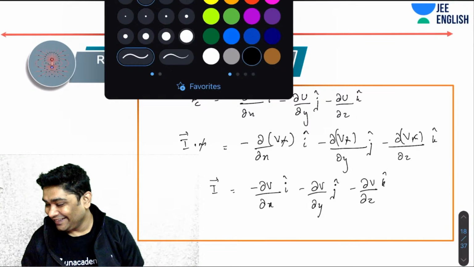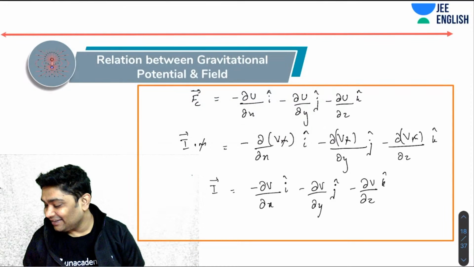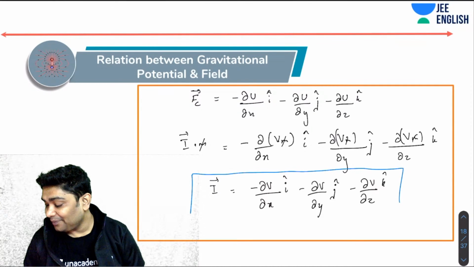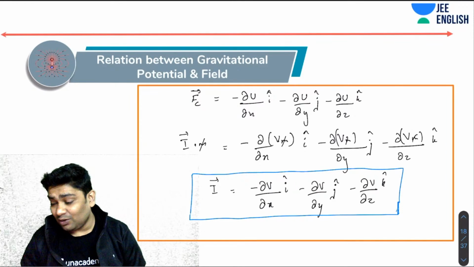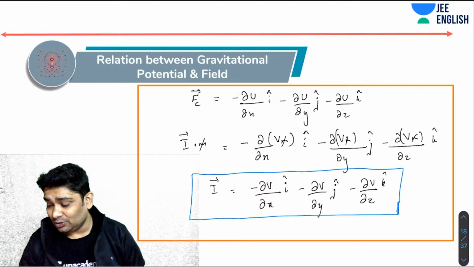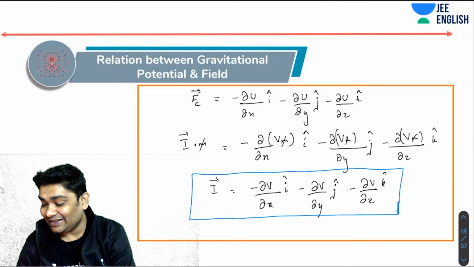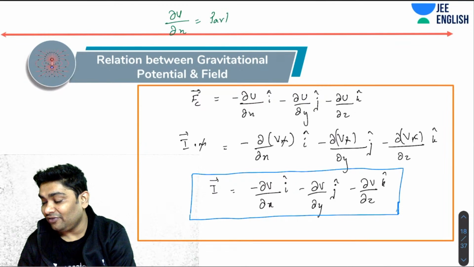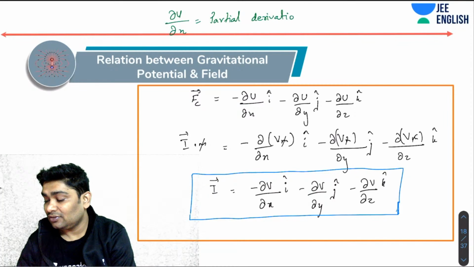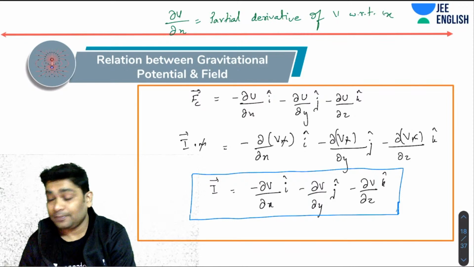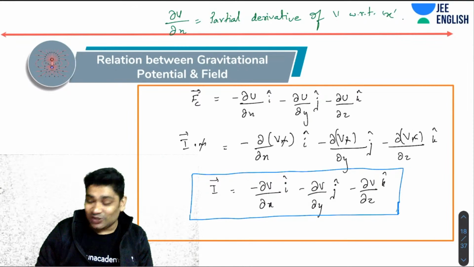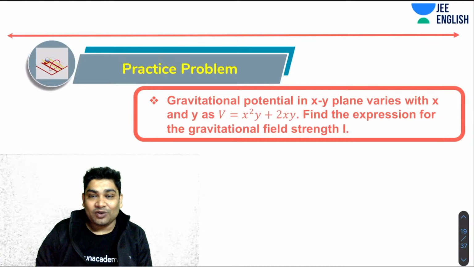Okay. So this is your final result. You should remember that. There are sometimes questions asked on this also. Okay. So I hope everybody knows what del operator is. Right? Everyone knows del, right? Del V by del x is partial derivative of V with respect to x, and so on. All right, great. So now let's try and answer a few questions based on that.